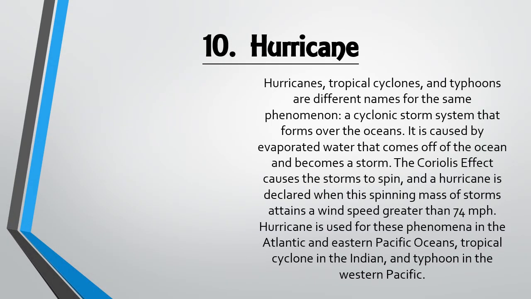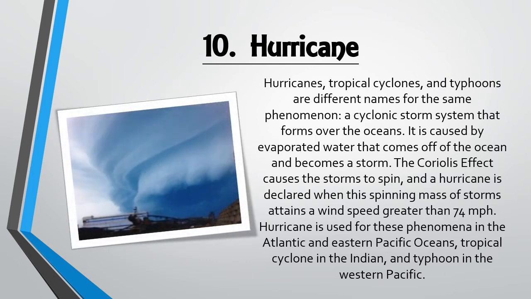Hurricane. Hurricanes, tropical cyclones, and typhoons are different names for the same phenomenon: a cyclonic storm system that forms over the oceans. It is caused by water evaporating off the ocean and becoming a storm. The Coriolis effect causes the storm to spin, and a hurricane is declared when the spinning mass of storms attains a wind speed greater than 74 mph. Hurricane is the name used in the Atlantic and Eastern Pacific Oceans, tropical cyclone in the Indian Ocean, and typhoon in the Western Pacific.